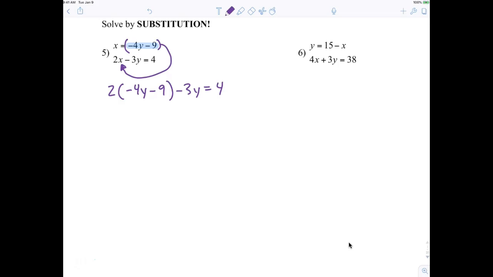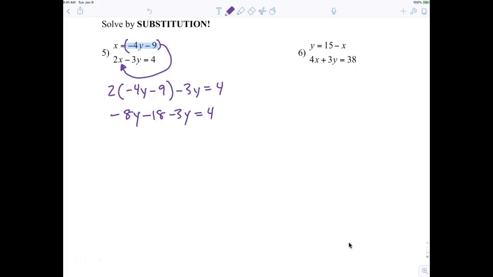Everybody good with this substitution? Anybody have a question? Now we got to just solve that out. To solve it out, we just distribute. So here we go. When I distribute, I end up with negative 8y minus 18 minus 3y equals 4.